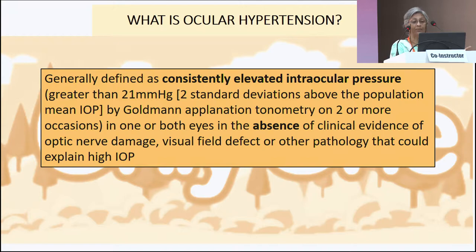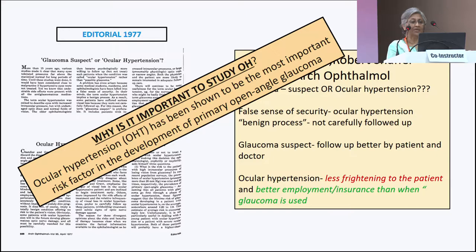So, most important, do a clinical examination. Why is it so important to study ocular hypertension? Because it has been shown to be the most important risk factor for the development of primary open angle glaucoma. So we don't have glaucoma still, but we merely have ocular hypertension, but it may result in glaucoma.